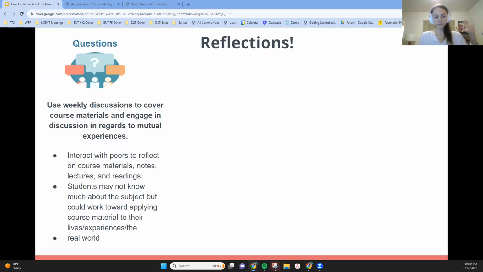So first thing, we have professors who do reflections kind of in two ways. One is that they do all their weekly reflections in Packback questions. So this is where they're allowing students, they want students to reflect and discuss with each other. You'll think of this as a way for students to get peer-to-peer feedback.